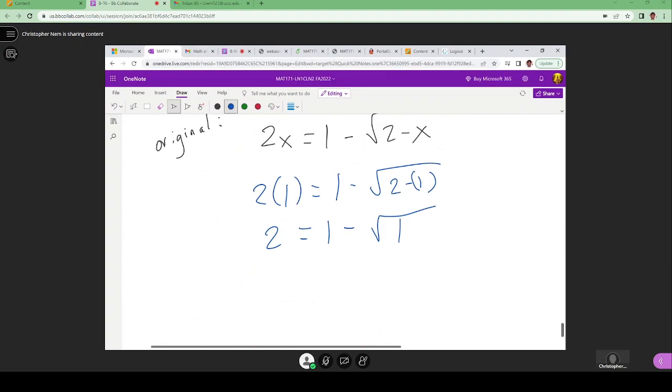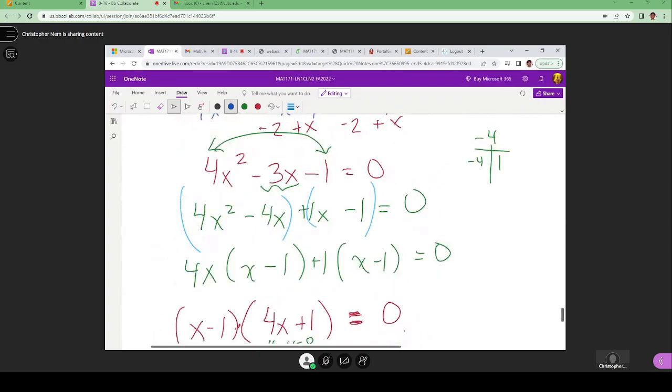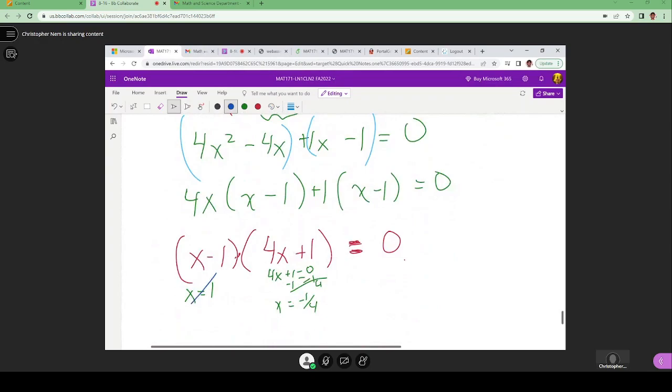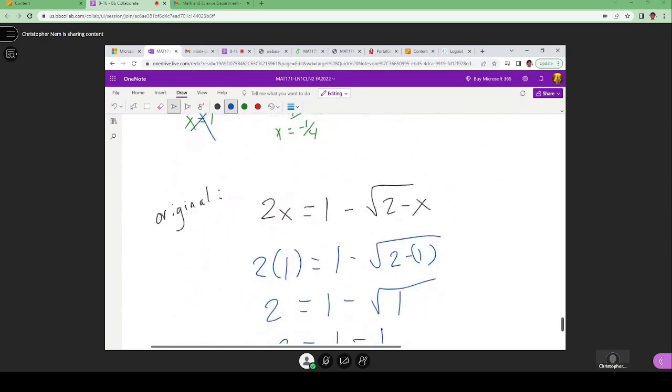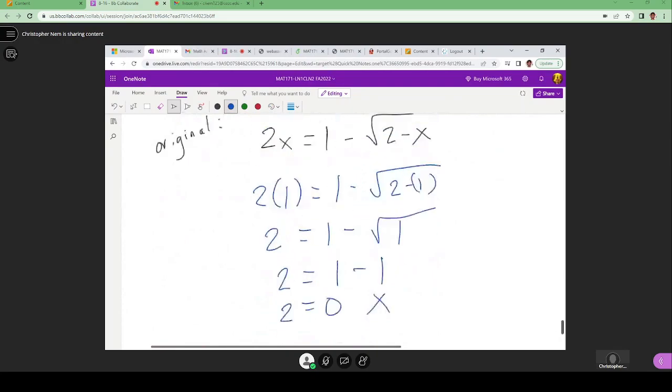I see where it went wrong. The square root of 1 is going to be 1. So 2 is equal to 0. This is not true, so we can cancel out x equals 1. Cross that out. Now we have to plug in x equals negative 1/4. So let's try that out.